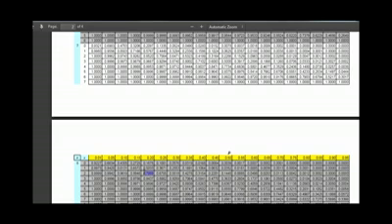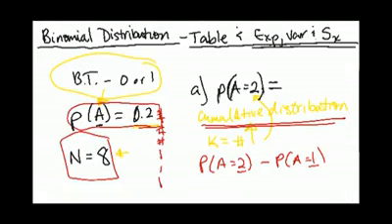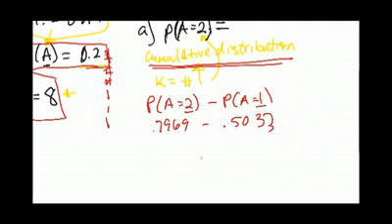In this case, we're going to have 0.7969 minus 0.5033. Let's see if we can remember those values. 0.7969 minus 0.5033. Get your handy dandy calculator out. 0.2936. All right. Let's see, is that what we got when we did it the other way?